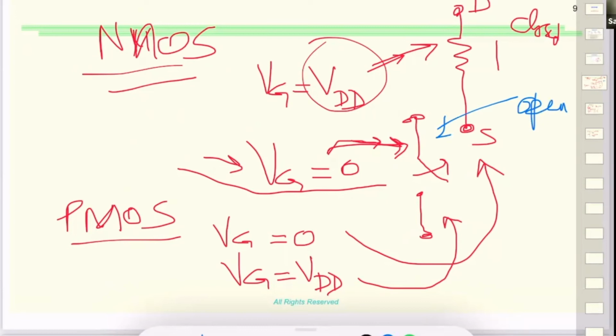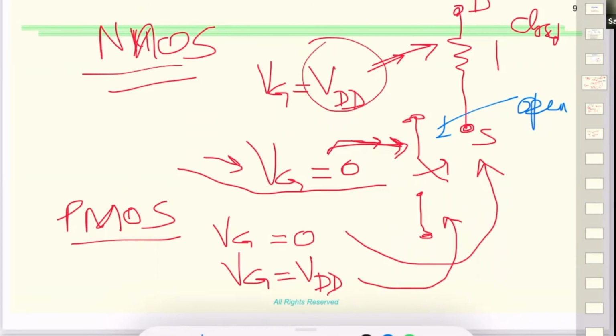All right, let me ask again. For NMOS gate to be low, what kind of behavior does it have? Open or close? It's open. Right? That's why I'm going slow. I got confused with closed, thinking there was no current going through. Yeah, it's the opposite. In a circuit, close means the switch is closed, the current is flowing. I know exactly what you're saying.